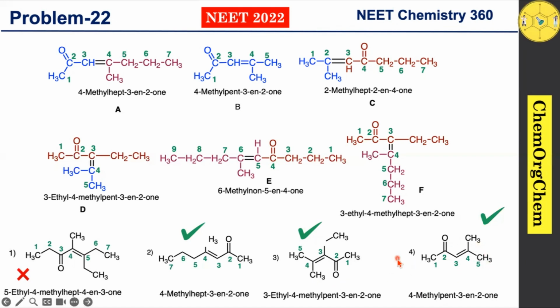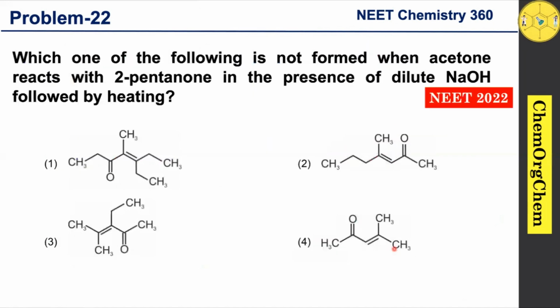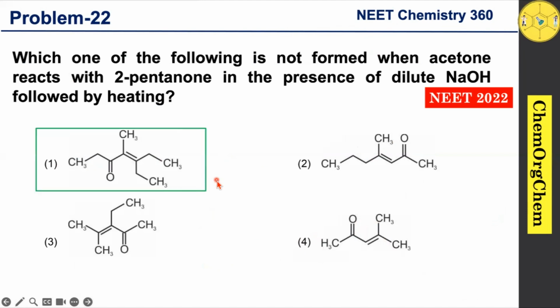So let's move to our question. So as per our discussion, among the four options, the correct option for this question is option 1. That's it for today's problem. I hope this video has helped you to understand this cross-aldol reaction between acetone and 2-pentanone.